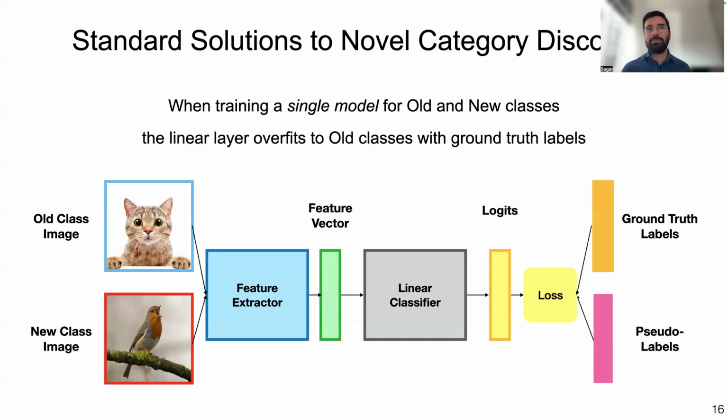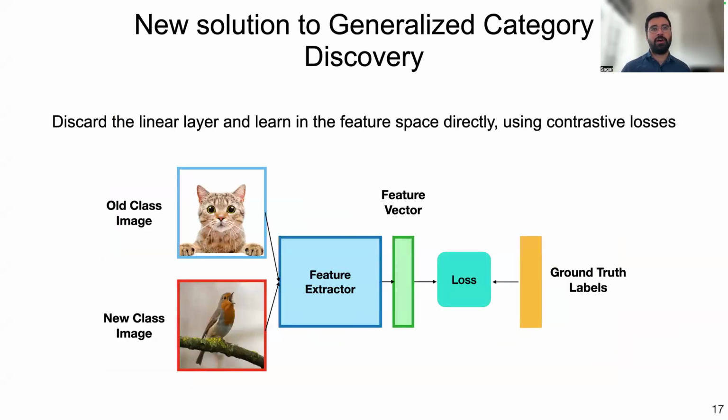So when we tried to apply the same setting to our generalized category discovery setting, where in practice we have both old and new classes in the same pool, and we want a single model which can perform well on both, we found that training the same linear classifier on both ground truth labels and pseudo labels significantly degraded the performance of the model and ended up overfitting this linear classifier to the ground truth labels, which have clean supervision. So in practice, what we did is we got rid of this linear classifier and said, okay, what if we can just learn a feature representation which out of the box can generalize to new categories, and do away with this linear classifier and do classification directly in our feature space.